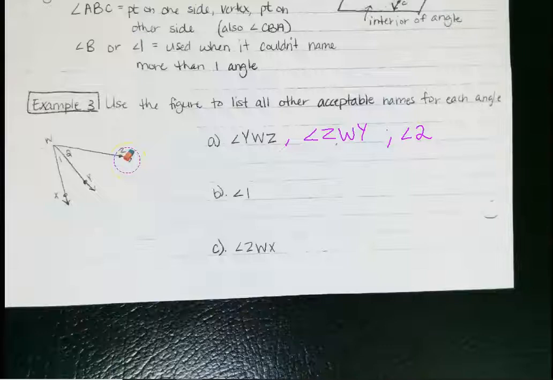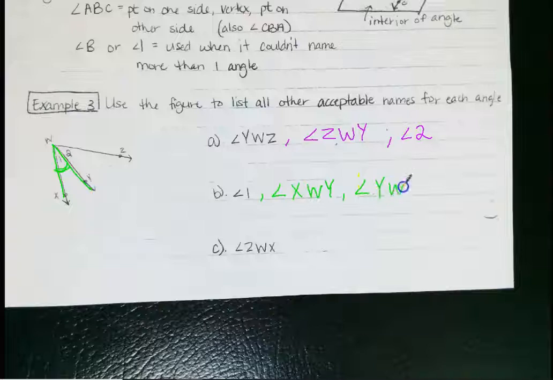Let's try the next one. Part B says angle 1. What other name can we use for angle 1? Angle 1 would be this angle right here, just in that space between here. So angle XWY, good, or angle YWX, very nice. Perfect. So it can be either of those. But again, not angle W, because W is a common vertex for that other ray as well.